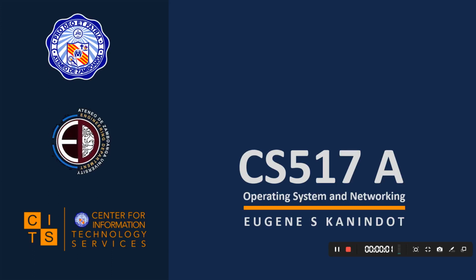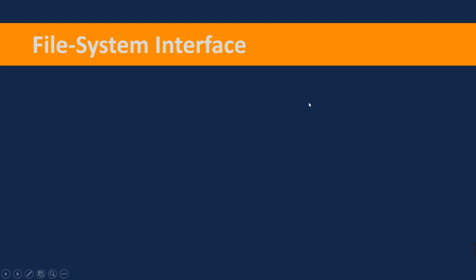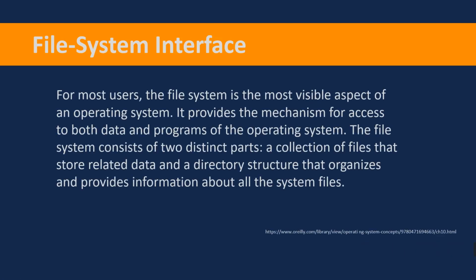This is CS517A, and for this video lecture I'm going to talk about file system interface. For most users, the file system is the most visible aspect of an operating system. It provides a mechanism for access to both data and programs of the operating system. The file system consists of two distinct parts: a collection of files that store related data, and a directory structure that organizes and provides information about all the system files.